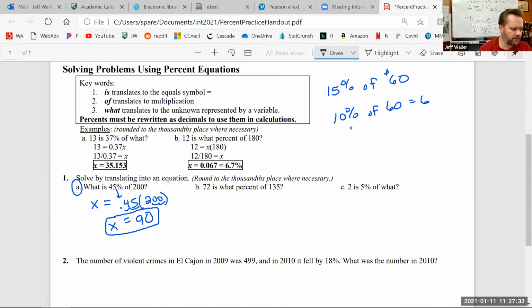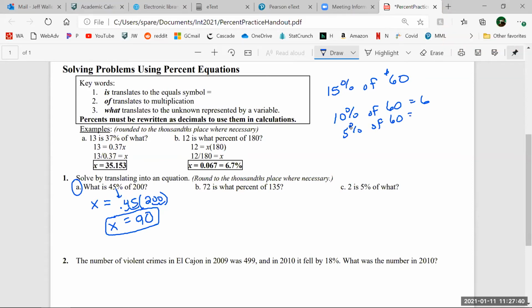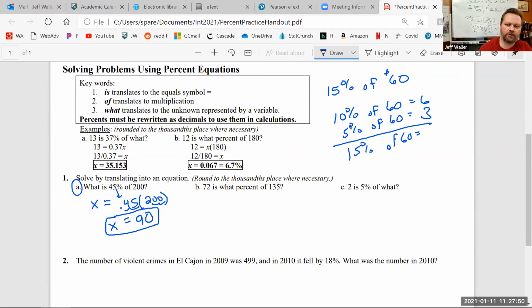Now watch this. This is cool. If 10% of 60 is 6, what is 5% of 60? 3. Cut it in half. I don't know why I'm yelling at you guys. I'm sorry, I'm so excited. So then 15% of 60 would be 9. So that's a nice way to piece together percentages of things, right? Is to kind of build it. That's one way. Anyway, I just want to show you how flexible the idea of percentage is.